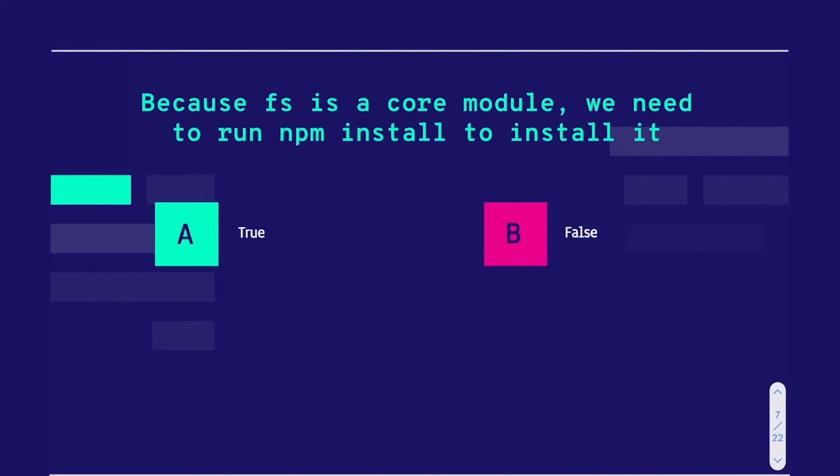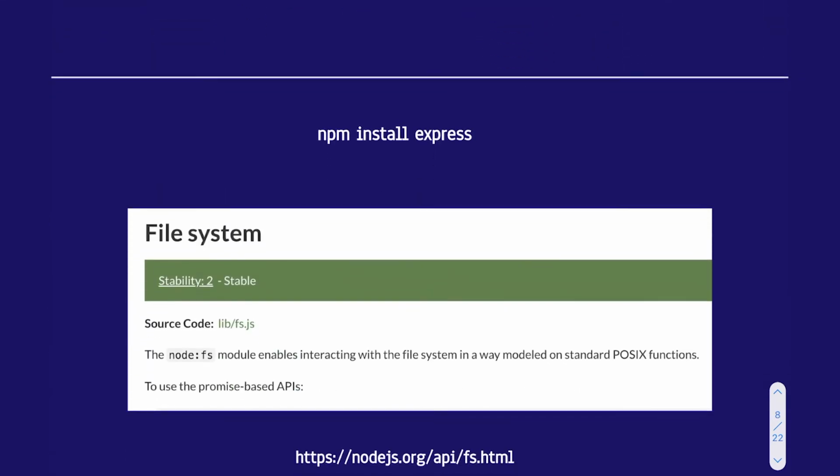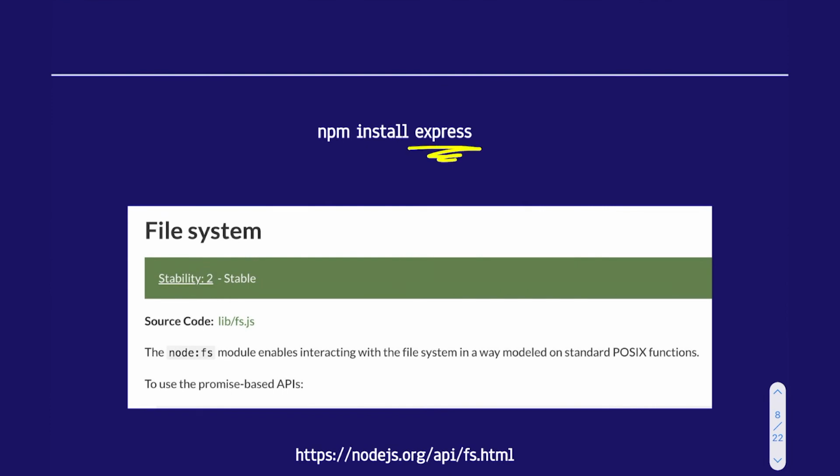All right, next question. Because FS is a core module, we need to run npm install to install it. A, true, B, false. This is false. Yeah, so the key phrase here is core module. What this means is it's included, so we don't actually need to run npm install. However, when we were using Express, we did have to do npm install Express to add that package to our node. But core modules, they exist. You can just use them. You don't need to npm install anything.